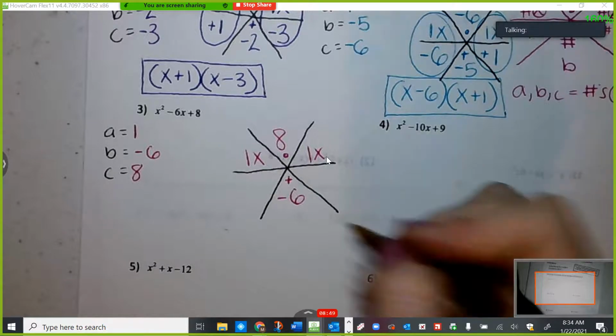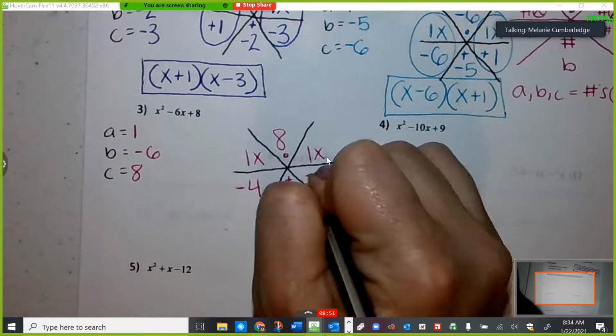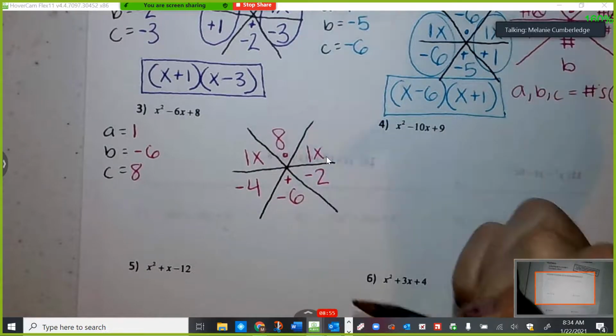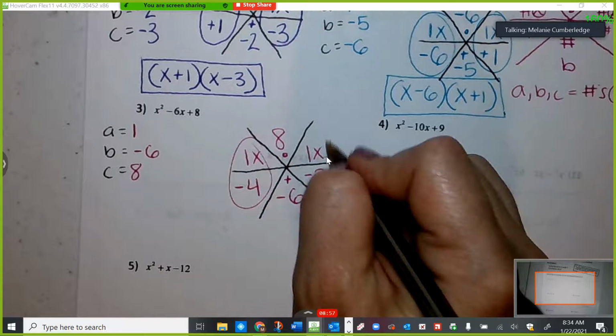-4 and -2. Yes. One way you could have known it was a double negative is because you have a positive on top but a negative on bottom. Okay, so we have x minus 4 and x minus 2.